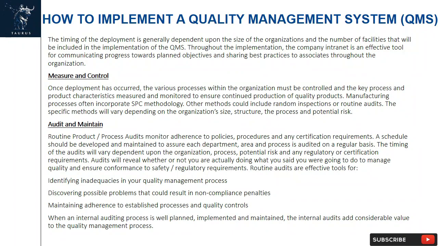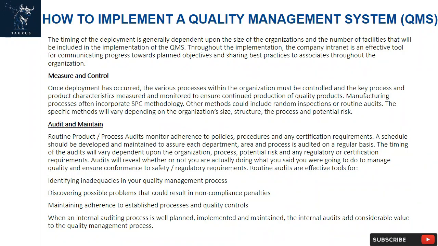Measure and control once deployment has occurred. The various processes within the organization must be controlled and the key process and product characteristics measured and monitored to ensure continued production of quality products. Manufacturing processes often incorporate SPC methodology. Other methods could include random inspections or routine audits. The specific methods will vary depending on the organization's size, structure, the process and potential risk.